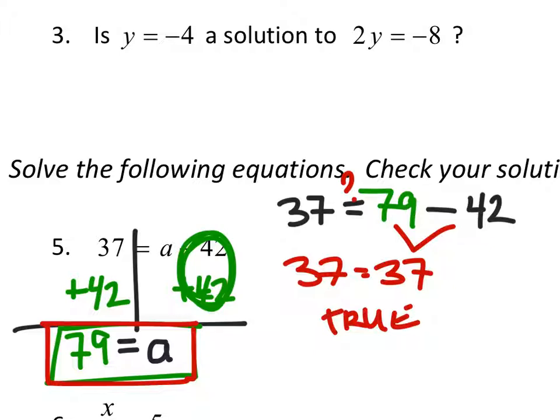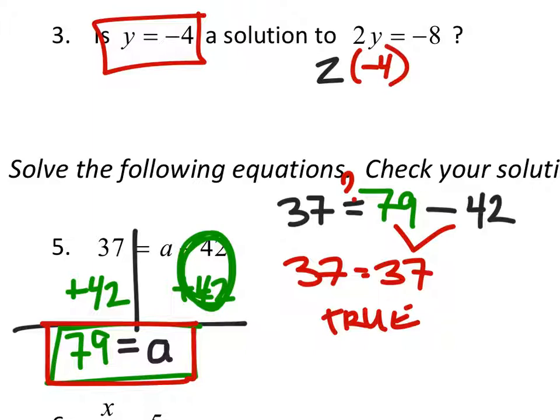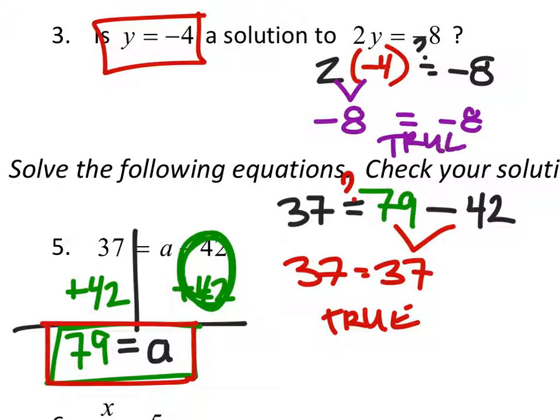So this is 2y. But y right there is negative 4. So I'm replacing y with negative 4, which kind of looks like a y. And this should equal negative 8. I put a question mark over that equal sign because we're not sure yet. 2 times negative 4 is negative 8, which does equal negative 8. That's true.